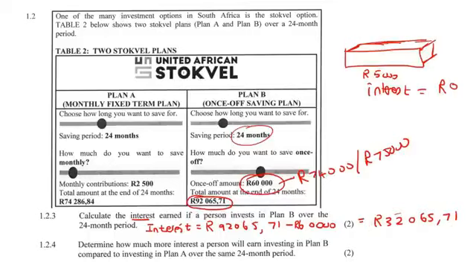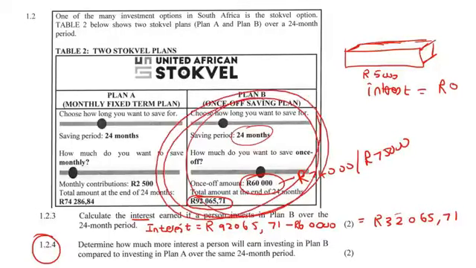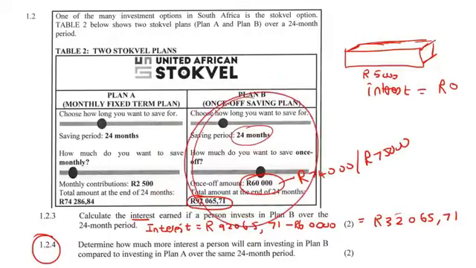The next question says determine how much more interest a person will earn if they invest in B compared to if they invest in A. So they want to know how much more reward this person gets. Well, we already worked it out. They're going to make 32,000 rand.